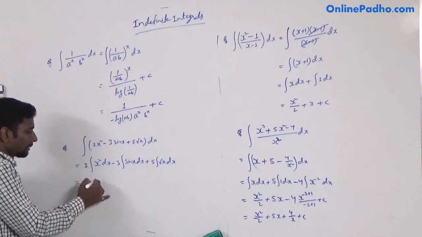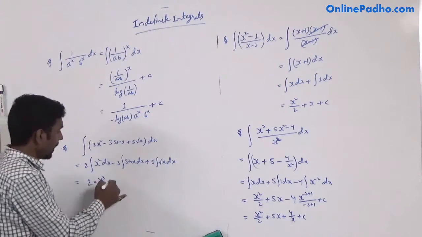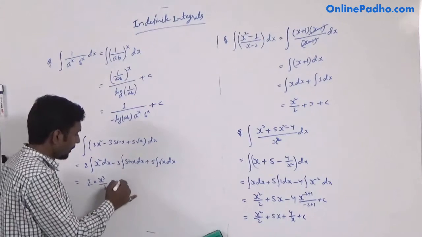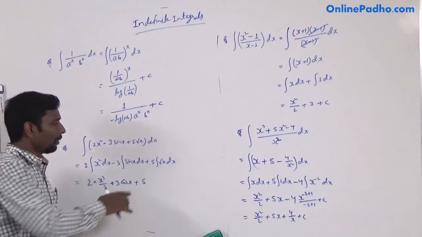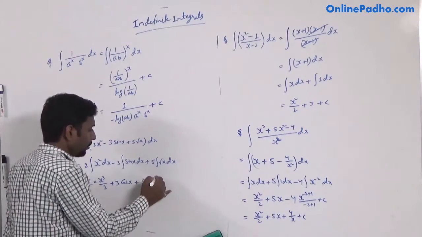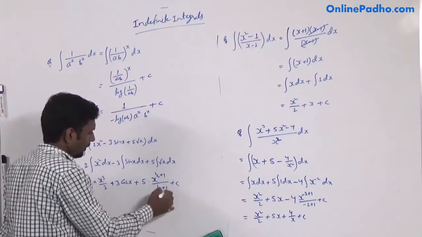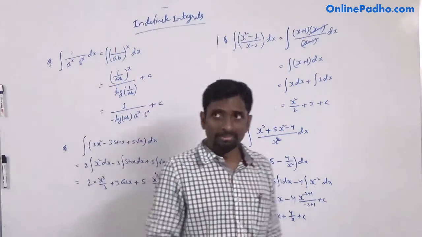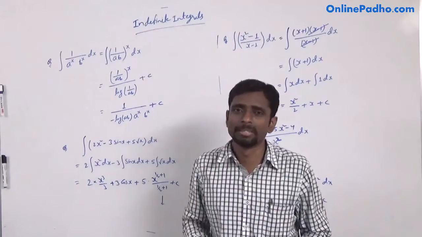Now we can integrate this function. How can we integrate x square? It can be written x cube by 3 by the formula of x to the power n. You know the integration of sin x is minus cos x, so it can be written plus cos x. And plus 5 multiply: you know root x can be written x to the power 1 by 2, and the integration of x to the power 1 by 2 is x to the power 1 by 2 plus 1 by 1 by 2 plus 1, plus c. Now we can simplify this term. So in this way we can solve each and every question related to the basic formulas of integration.